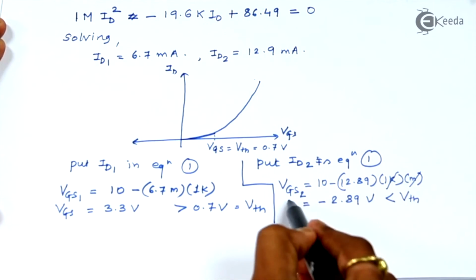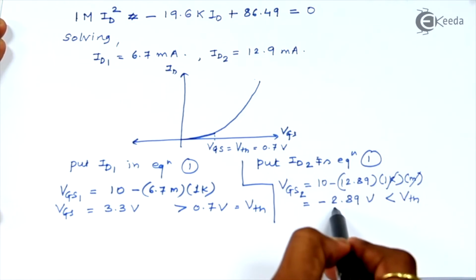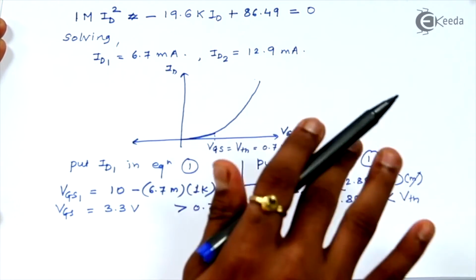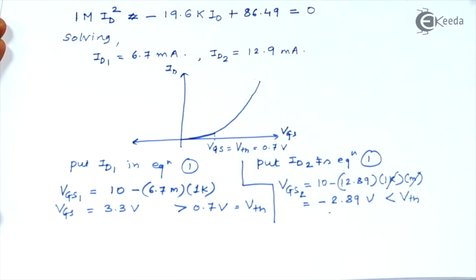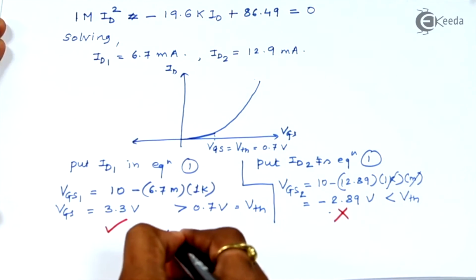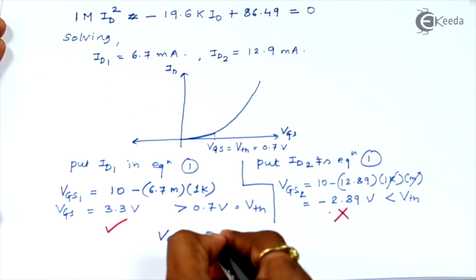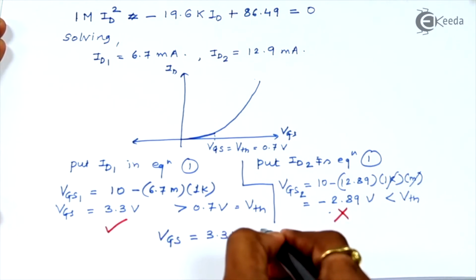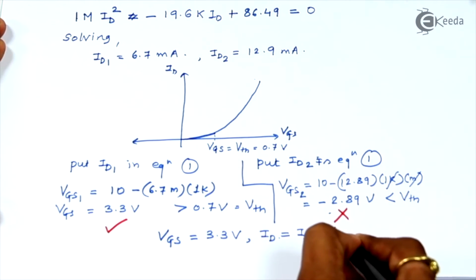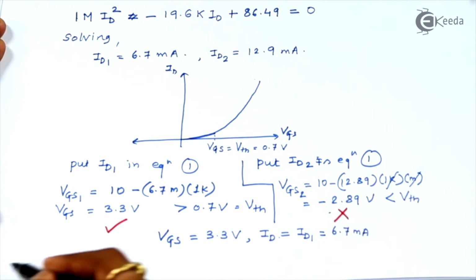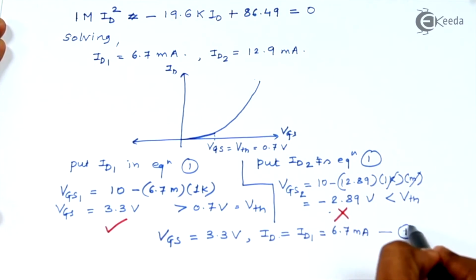If we consider the value of VGS2 which is negative, then the corresponding ID2 value should be very, very small. But in this case, it is not matching. So I will discard the value of VGS2, which is not possible. I will take the value of VGS1, that is the possible case. So VGS is equal to 3.3 volts, and the value of ID is equal to ID1, which is equal to 6.7 milliampere, right? This is nothing but the first finding that we have got.